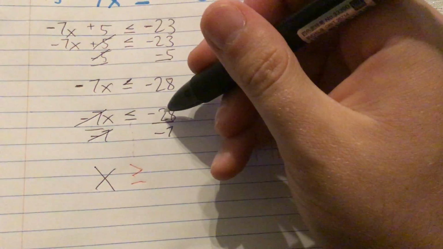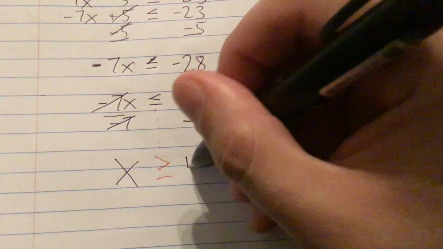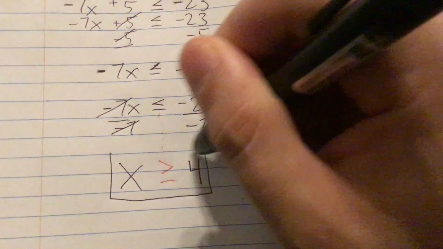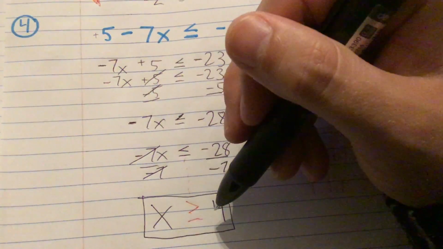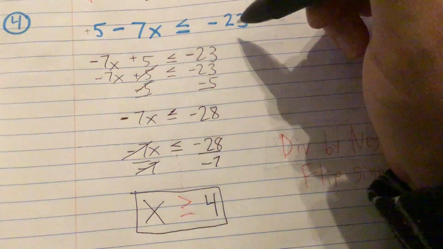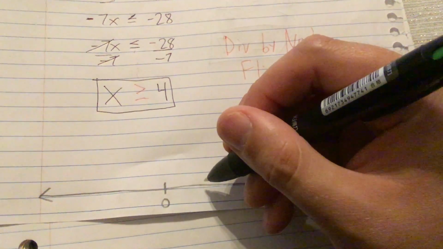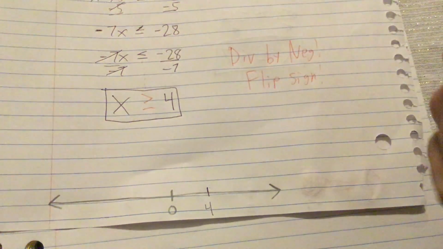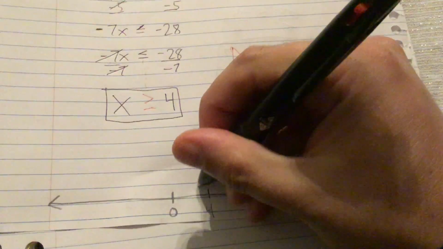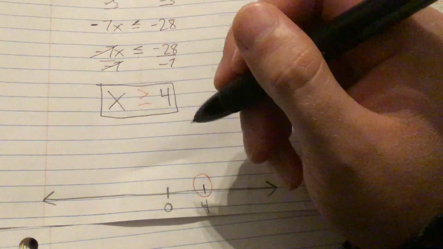And now I've got negative 28 divided by negative 7. Negative 28 divided by negative 7 is going to be positive 4. So legally, to satisfy this requirement, x is allowed to be any number greater than or equal to 4 for the left side to be less than or equal to the right side. So now let's make this on a number line. I'm going to place 4 on the right side of the number line, circle it, and x is allowed to be any real number greater than or equal to 4.